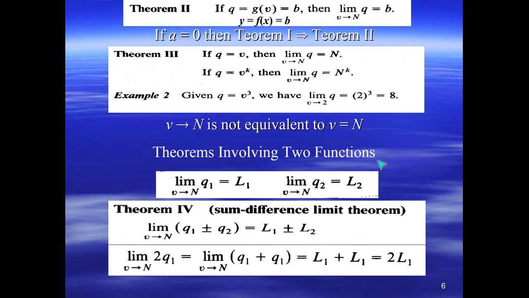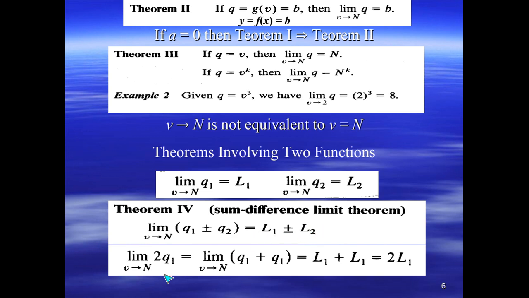So now, theorems involving two functions. If we have two functions, each with its own limit: if the limit of q1 when v goes to n is L1, and the limit of q2 when v goes to n is L2, then we have theorem 4, the sum and difference limit theorem. The limit of q1 plus q2 when v goes to n is L1 plus L2. The limit of the sum of two functions is the sum of their limits. Similarly, the limit of the difference of two functions is the difference of their limits: the limit of q1 minus q2 when v goes to n is L1 minus L2.